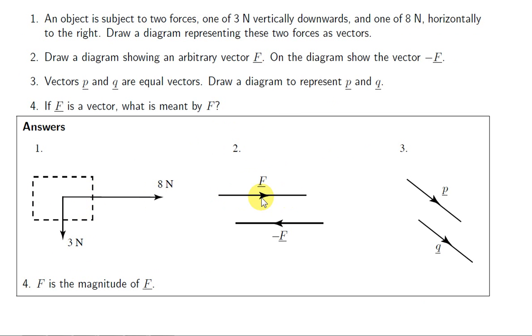In example 2, we have an arbitrary vector f. The vector minus f has the same length or magnitude but points in the opposite direction. In example 3, we have two equal vectors p and q. Two vectors are equal if they have the same length or magnitude and if they point in the same direction. In example 4, f with the underline is a vector. F without the underline is the magnitude or length of vector f.